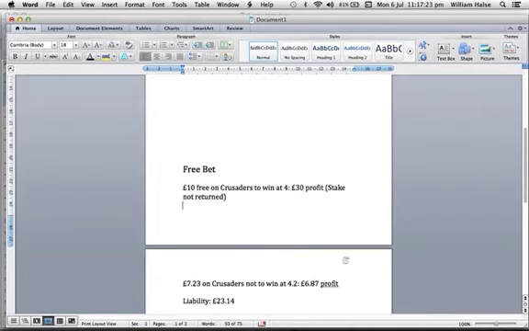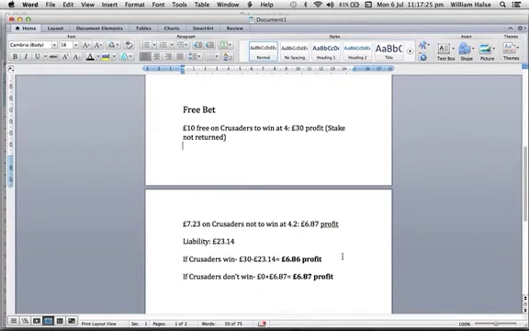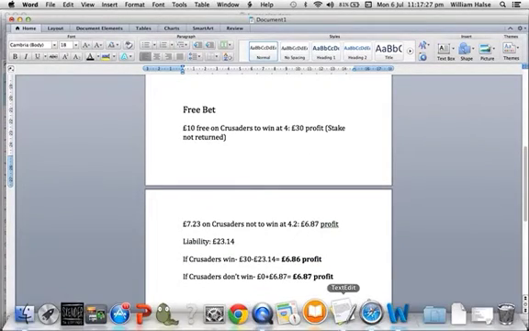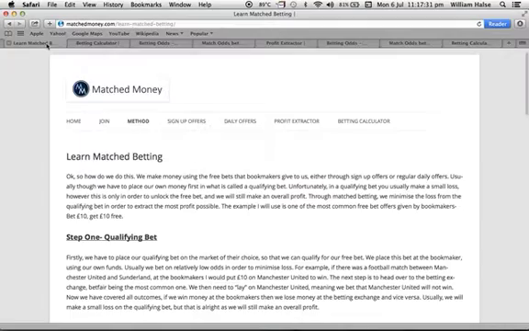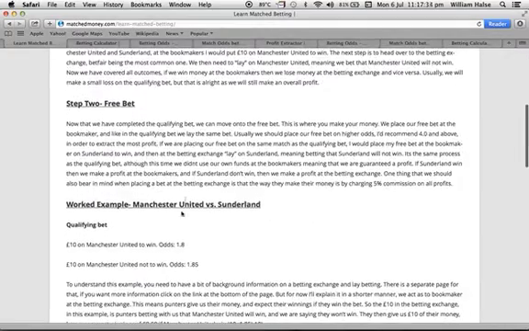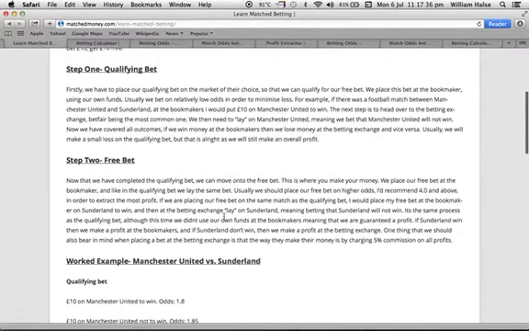So yeah, that's how we do match betting. So if you want to read more on it, then there's another worked example here on Man United versus Sunderland.